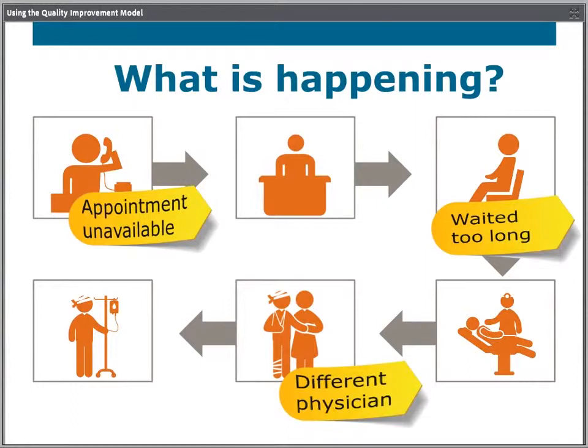Maybe the patient didn't receive an appointment, there was none available. Maybe they waited too long. Maybe they actually saw a different physician from their normal physician and this wasn't acceptable for them. So what we're trying to do is to understand what is happening here. And once we can understand what's happening, we can dig a little deeper and try and find the root cause by asking why is it happening.